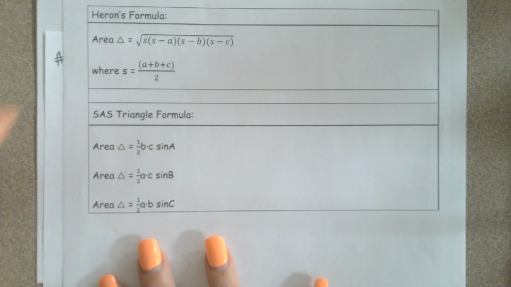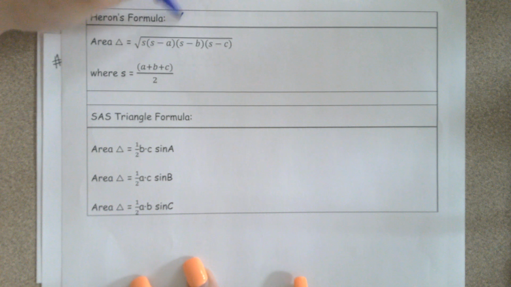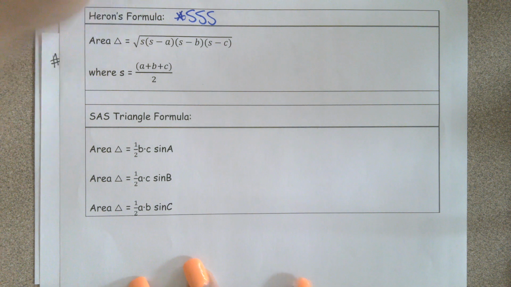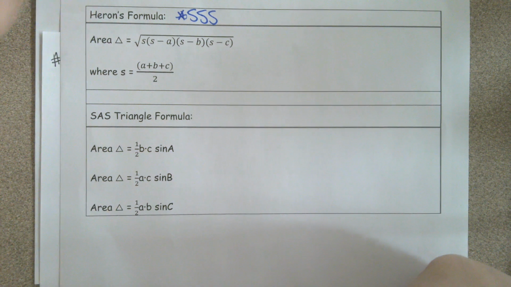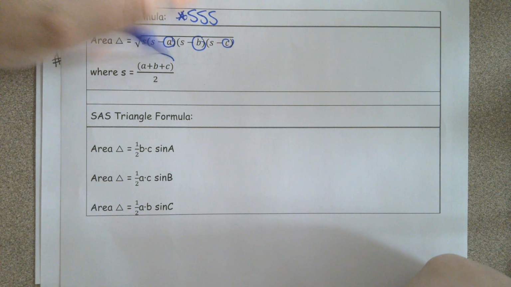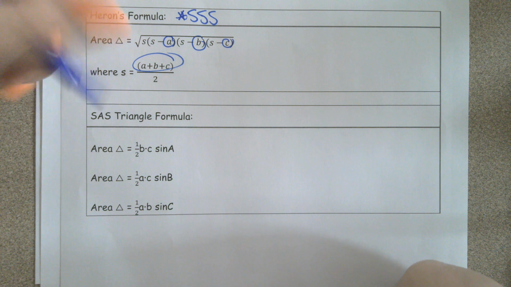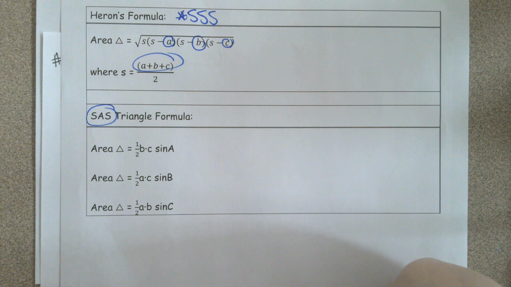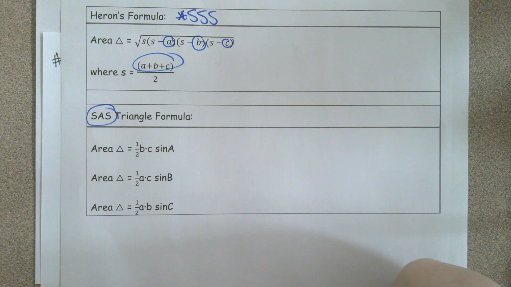When you're finding area, these are your 2 options. You have Heron's formula and SAS triangle formula. Heron's formula is really only beneficial if you're given a side, side, side triangle. Anything else, I'd recommend SAS. You have to have all 3 sides because it is in both formulas. You can't find the area if you don't know all 3 sides. Meanwhile, SAS triangle just requires you to have 2 sides with the angle in between them to be known.